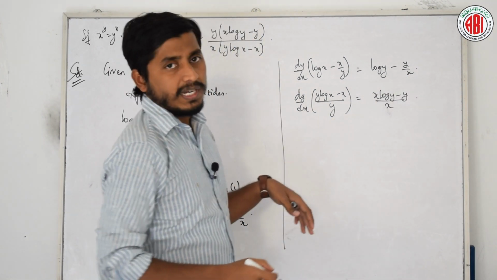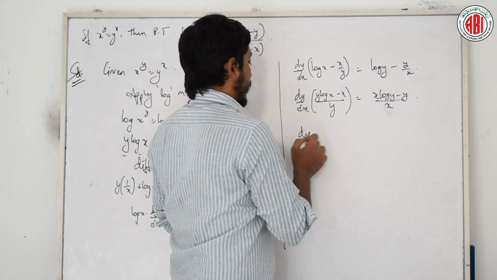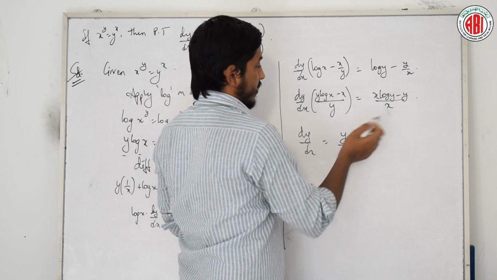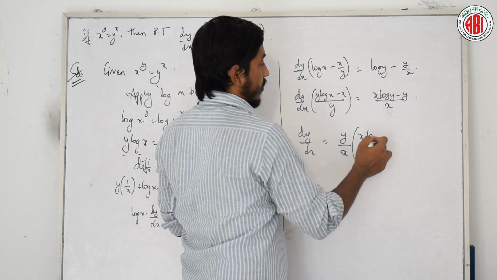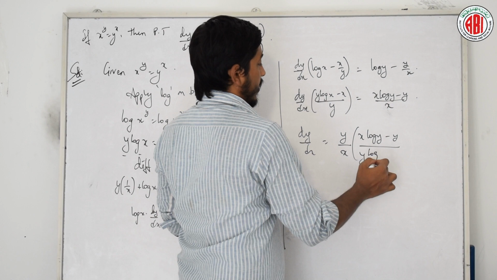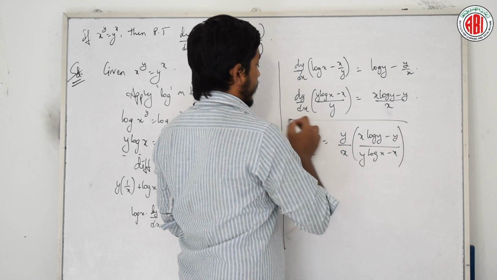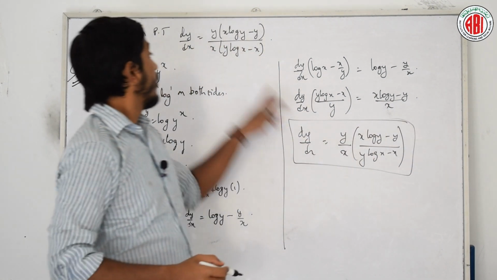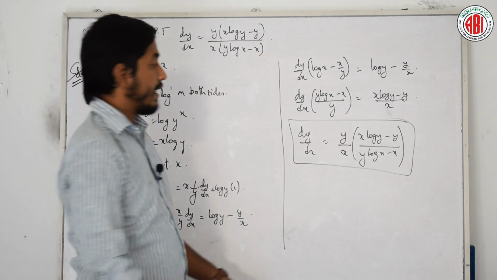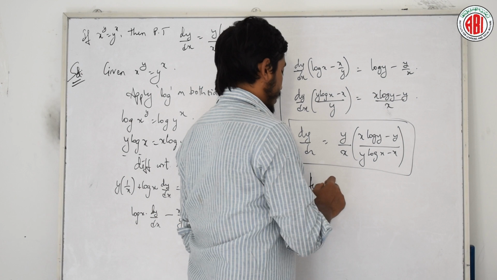Fine, just cross multiply, that will be dy by dx is equal to y will go upside, x will let us take it outside, here x log y minus y divided by y log x minus x. This is what he asked us to prove, y by x into (x log y minus y) by (y log x minus x). Clear? Is it not easy to prove?